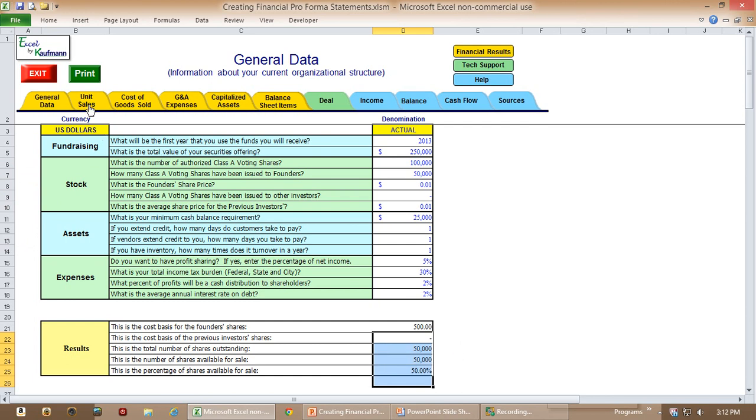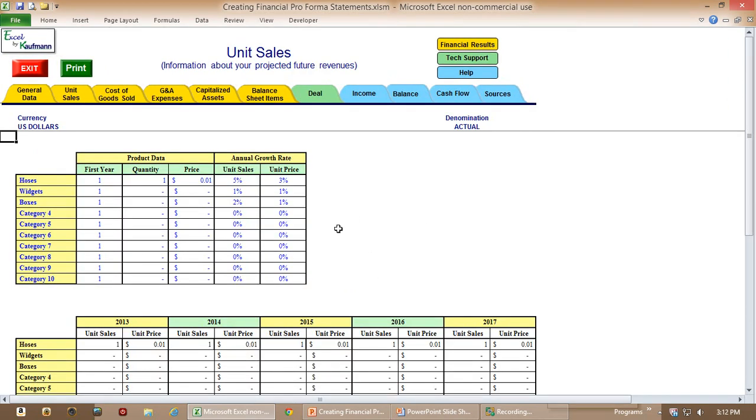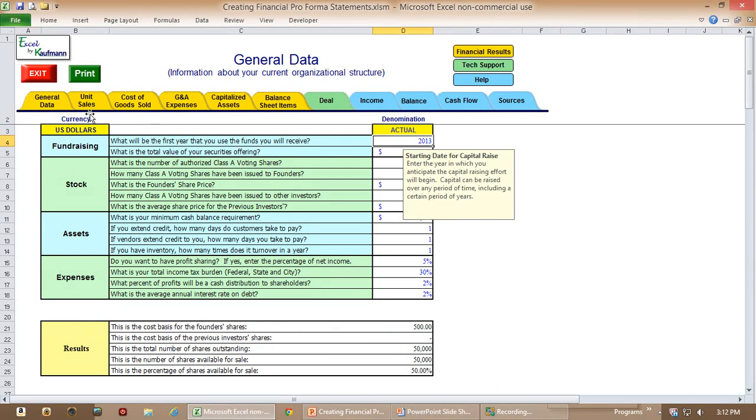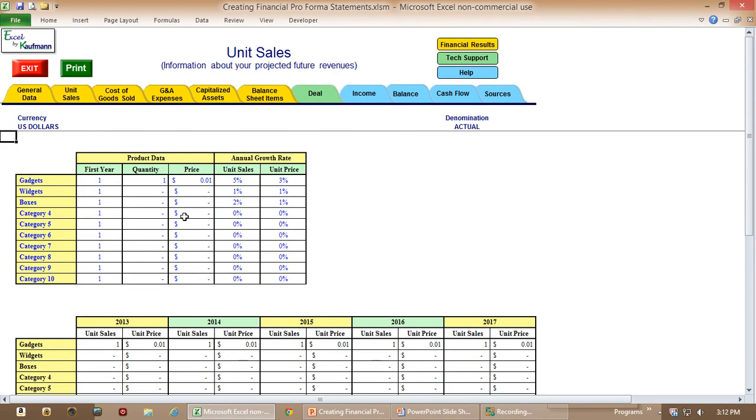On this page on unit sales, this was set up on the assumption that they would be providing products, and it's set up so that the user could go in up to 10 categories and type in what they were going to do. So let's say the first year I was going to make gadgets. You can see that right here, that gets translated down to here. The years that you see down here are based on the data that's put in this cell with a little help tip on there, okay?